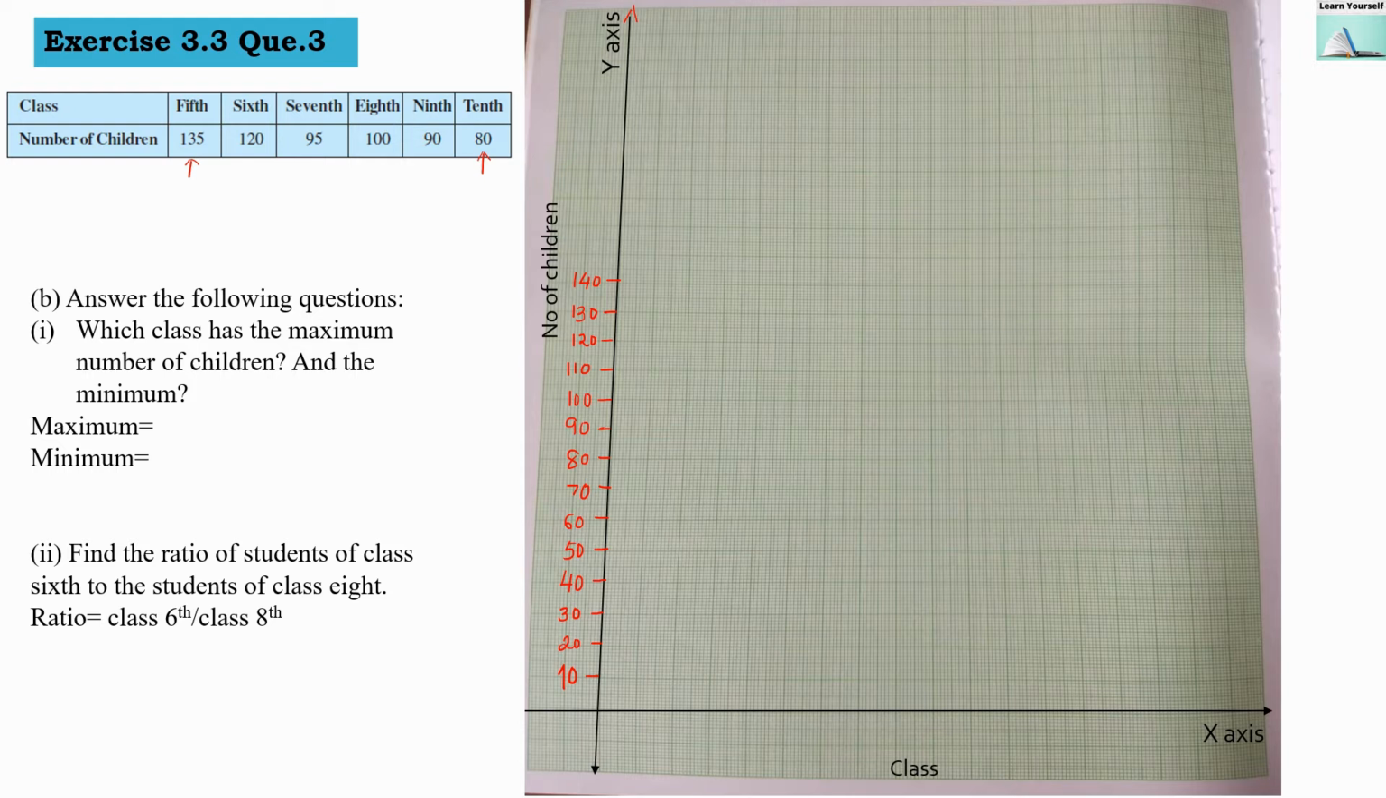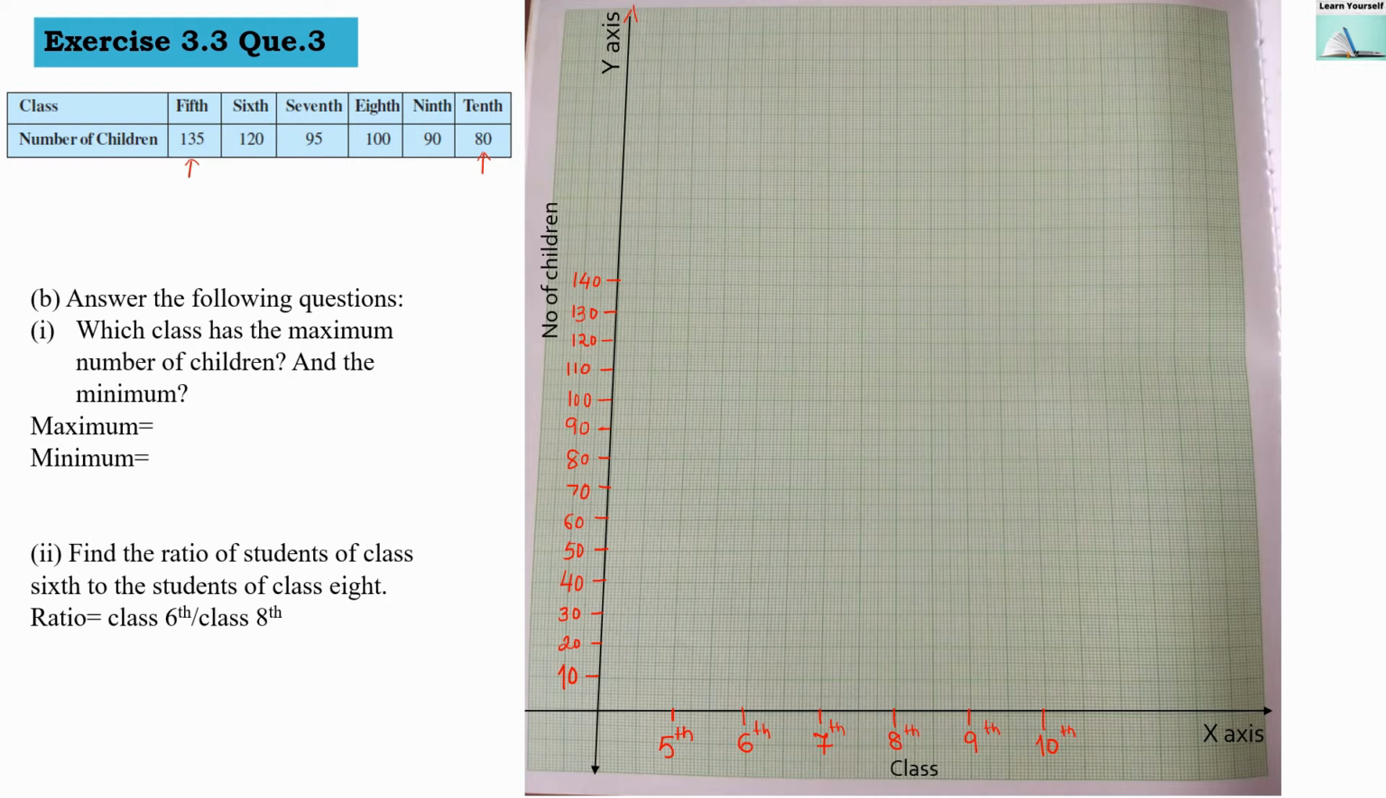Now we have to represent here the class. My classes will go on the x-axis. So I am taking a difference of two columns, that after 2 columns I am taking one class. So here my 5th standard will be there. After two columns I am taking 6th standard. After two columns I am taking 7th standard, 8th standard, 9th and 10th. You can write this in words also, that 5th, 6th, 7th, 8th, 9th and 10th. Now mark the readings for the bar graph.